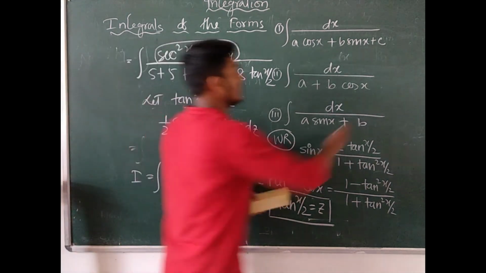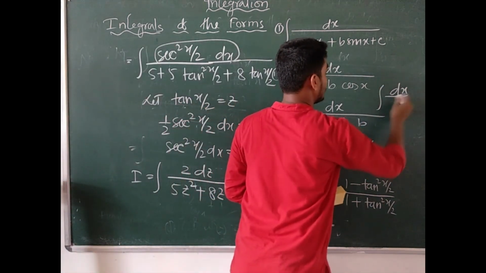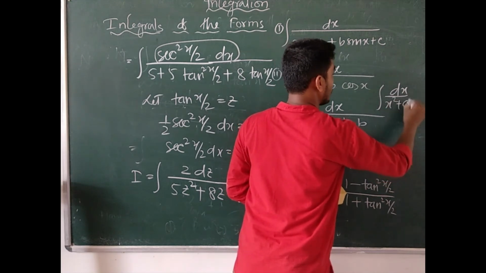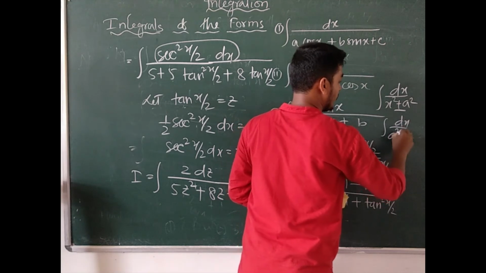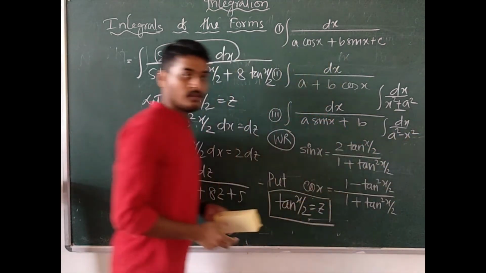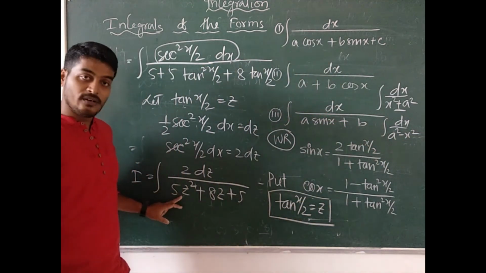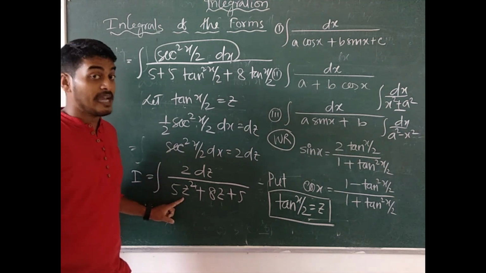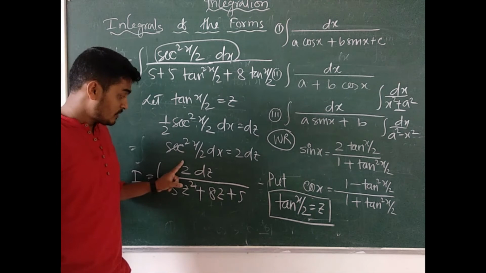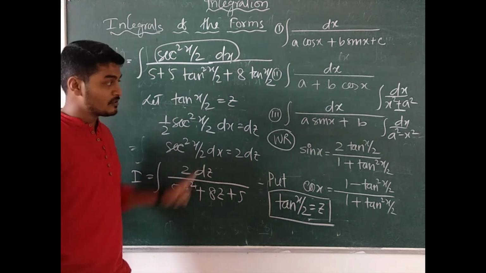You will get the form of the integral as either dx divided by x square plus a square, or x square minus a square, or dx divided by a square minus x square. If it is a quadratic expression, you have to do this. If the numerator is a constant quantity and the denominator contains a quadratic expression, then you have to follow this procedure.